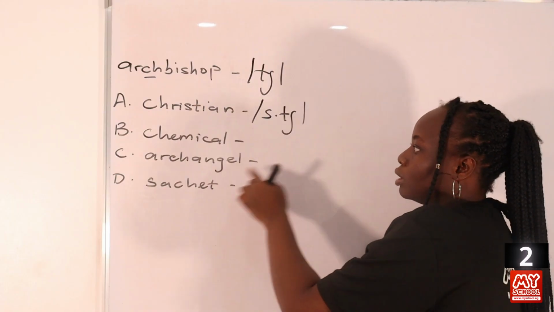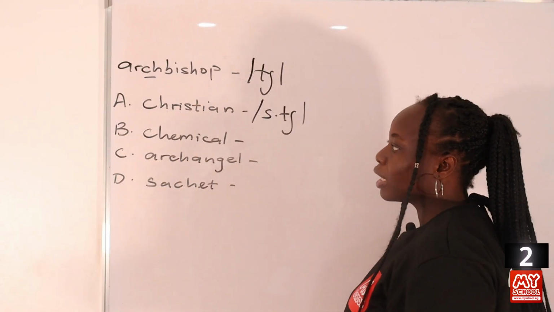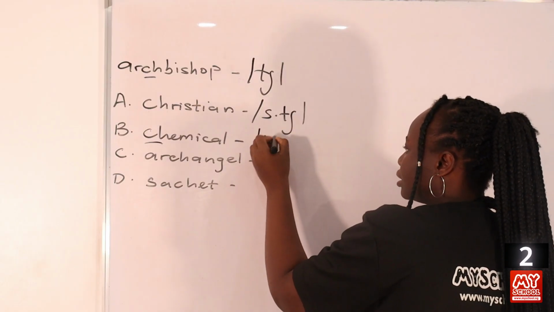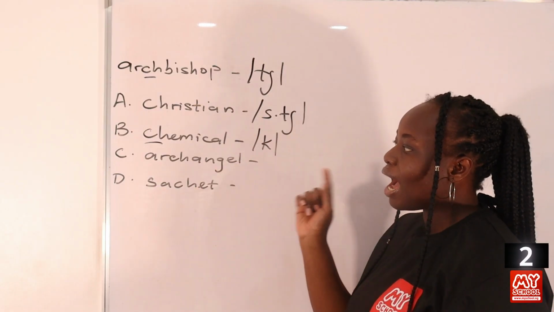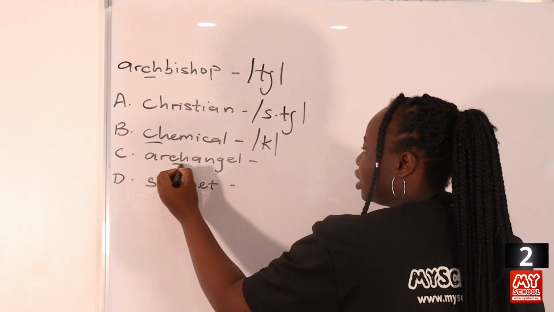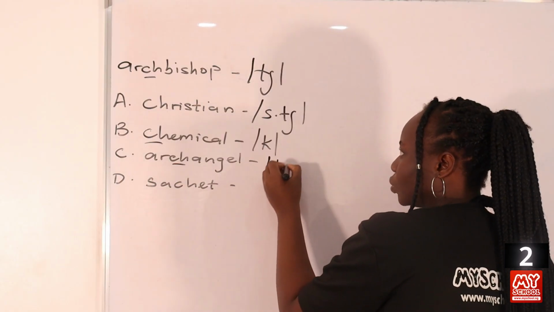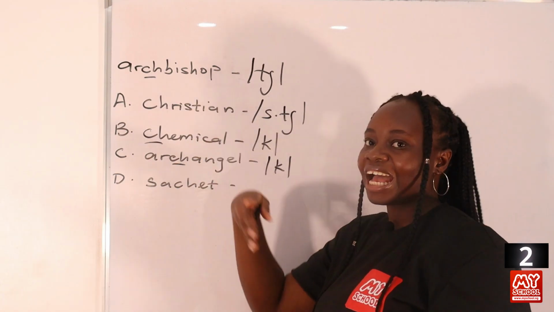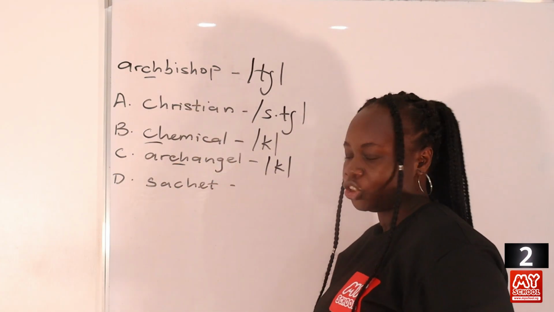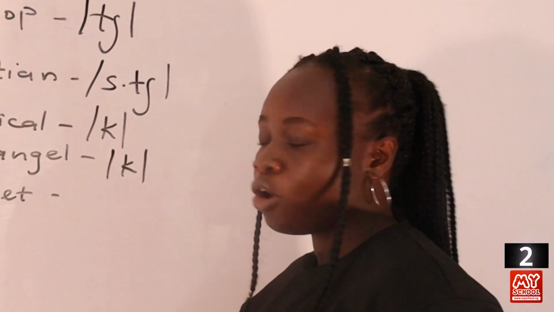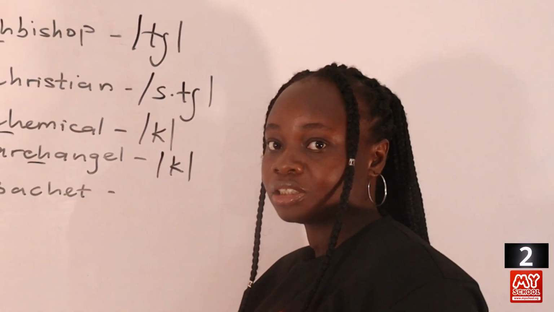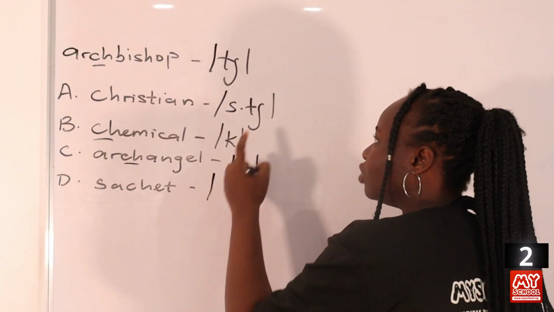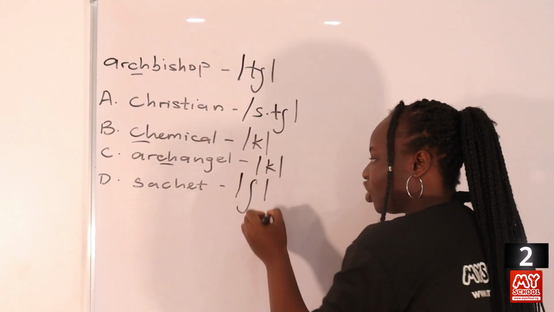It's pronounced Christian. Then option B says chemical. Chemical. You can see we're focusing on this part of the word and it is the k sound that is there. Then for the word archangel, the CH here is pronounced K as well. So although they have the same spelling, they're pronounced differently. We pronounce this as Archbishop, we pronounce this as Archangel. Then option D is sachet. Oftentimes we pronounce it as sachet, but that's not the correct pronunciation. It is pronounced as sachet. So instead of the ch sound, we have the sh, sachet.